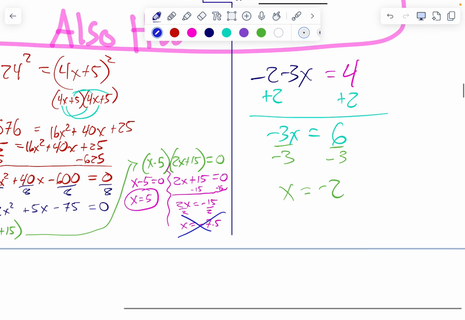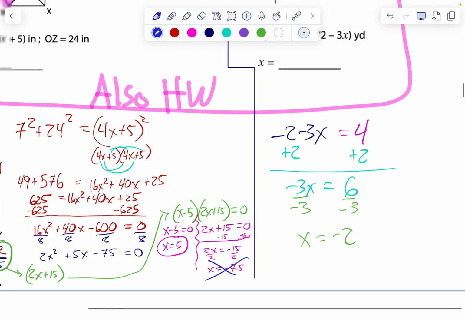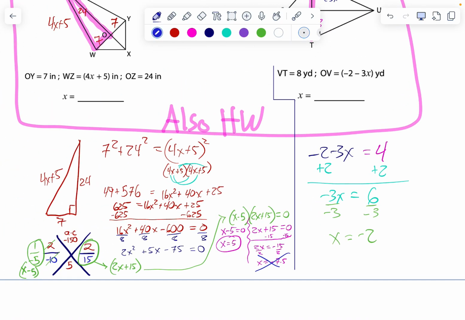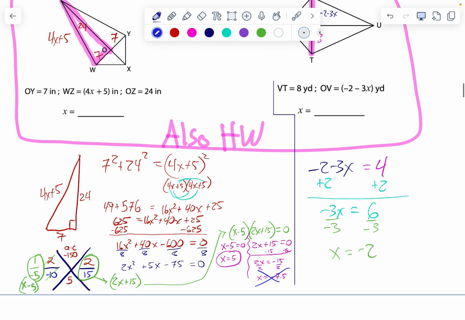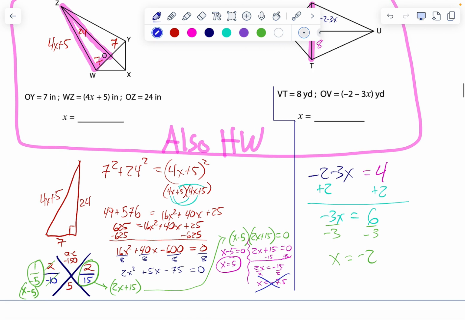All right, and then lastly, if you did the other homework problem, this one's a lot easier. Here's the picture. It says VT, this whole length is 8, and then it tells us OV is this expression. And so we just set negative 2 minus 3x equal to half of 8, since it's just half that length. And we get x equals negative 2. And that time it works out. It's okay for x to be negative 2.